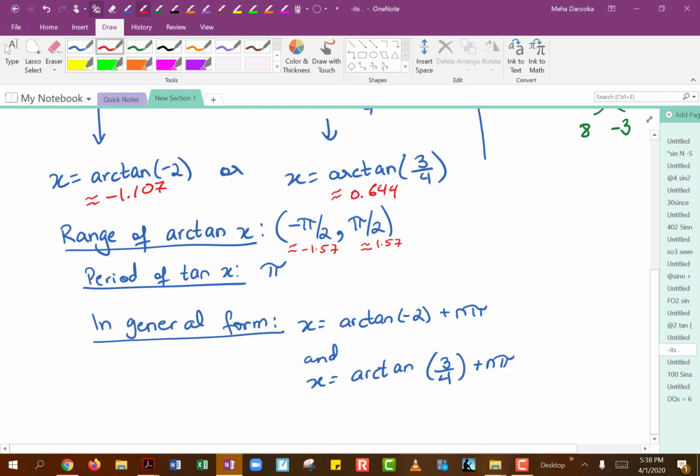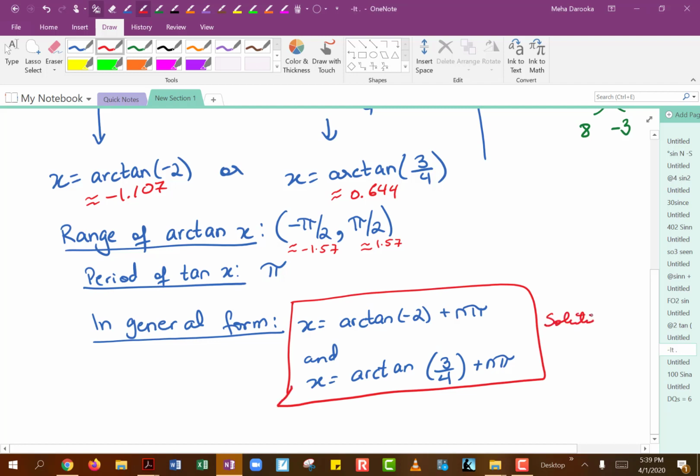Now let's say for any reason these x equals arctangent of negative 2 or x equals arctangent of 3/4 were going to be outside of the range, then you couldn't include them in your answer. So the decimal approximations are just for us so that we know our answers are good to go. So these are the solutions we are looking at for this example. Okay?